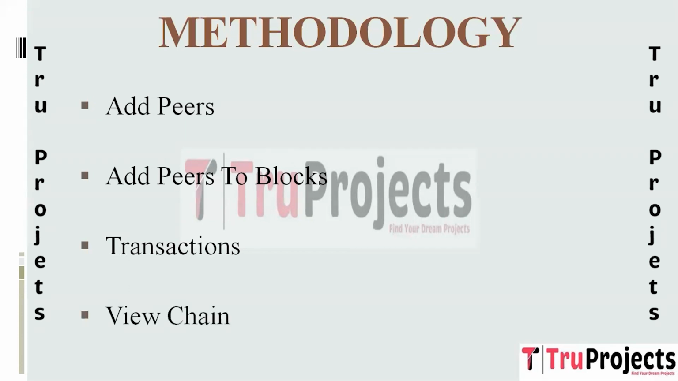The last module is View Chain. This module provides users with the ability to view the entire blockchain. It displays all the recorded transactions and associated information in a chronological order. Users can review the blockchain to verify transactions and ensure data integrity. It offers transparency by making the entire history of the blockchain accessible for inspection and validation.